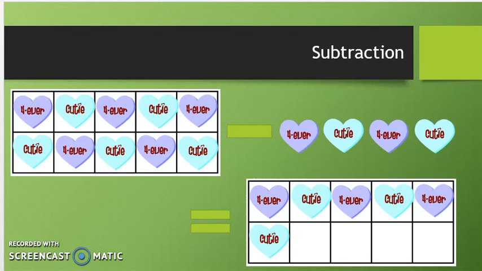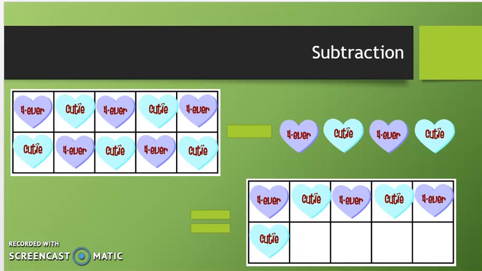Alright guys, so now we have an example that'll be able to stretch your brains a little bit. So if we know that one full 10 frame is 10, and we have another 10 frame, so we have 10 plus 10 equals 20. So if I have 2 full 10 frames and I want to take 4 away from that, how would we show that?